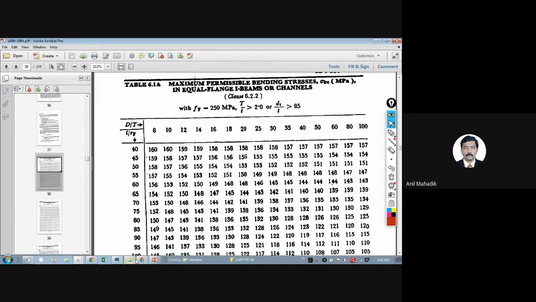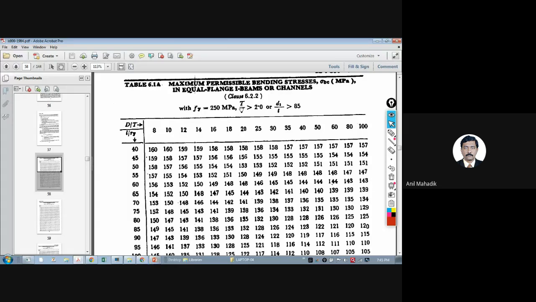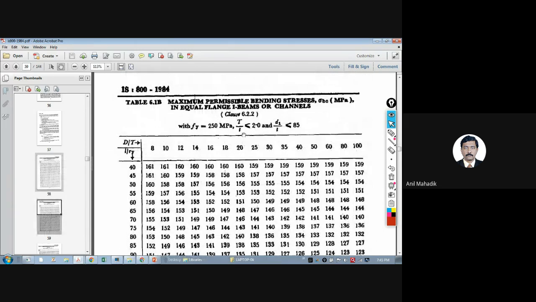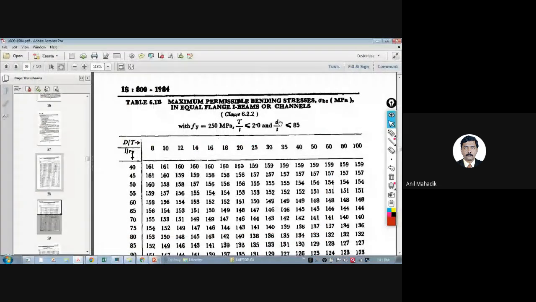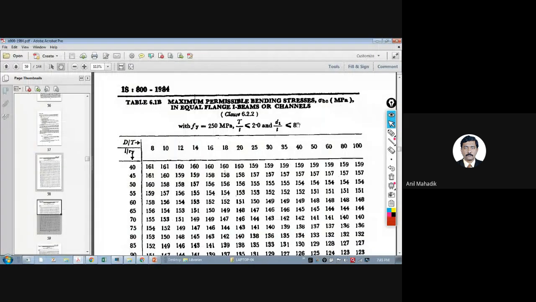So what is our T upon t value? In our case, it is not more than 2. So there is the next table, T upon t less than 2. So 1.8 is our T by t value, so we can use this table for the time being. Now check D1 upon t. So D1 upon t, how much is ours? 26, which is less than 85. Now I can use this 6.1b table.